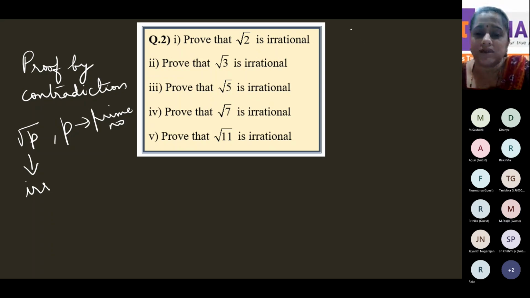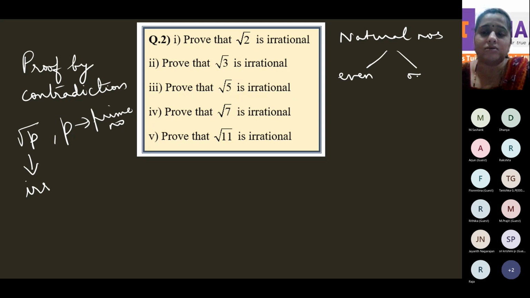Thank you. So now when you consider the collection of natural numbers, we have only two types of numbers. Numbers are either even or odd. Now, how do you say that 5 is an odd number? Because it is not divisible by 2. If a number is divisible by 2, then it's an even number. If it is not divisible by 2, it's an odd number.